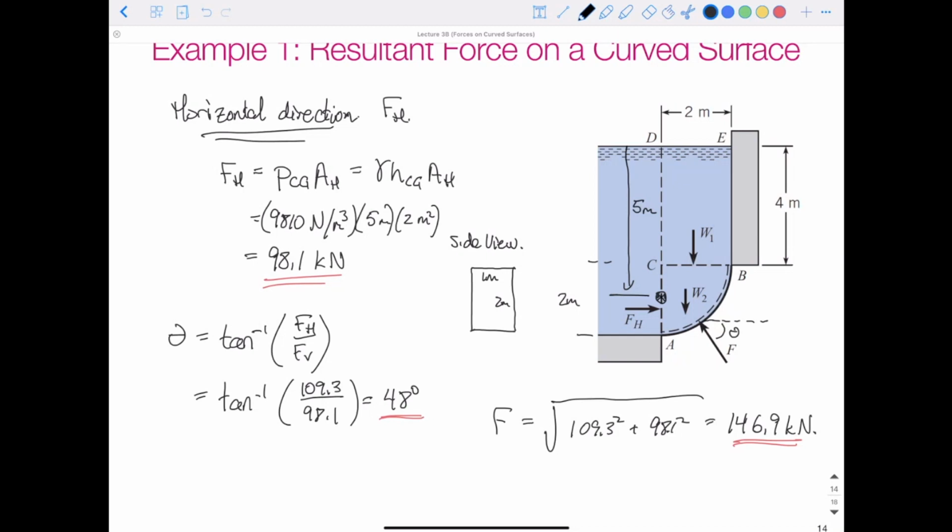Oh, yes. Thanks for pointing that out. Yeah, it's FV or FH. I think that's what I wrote earlier, right?